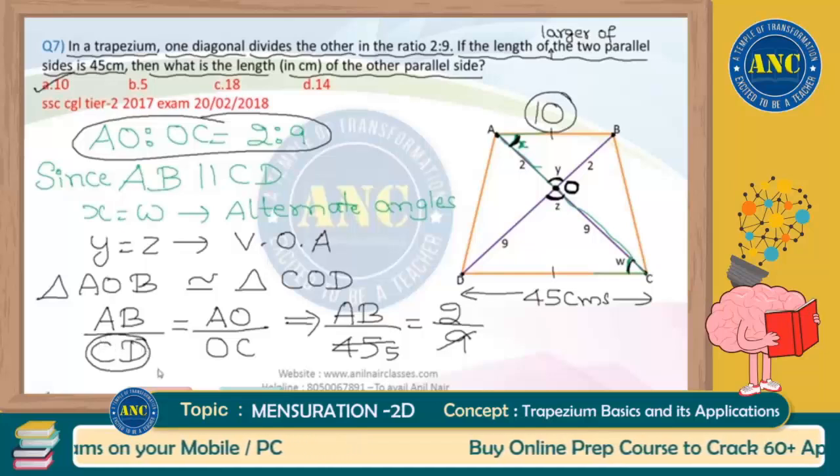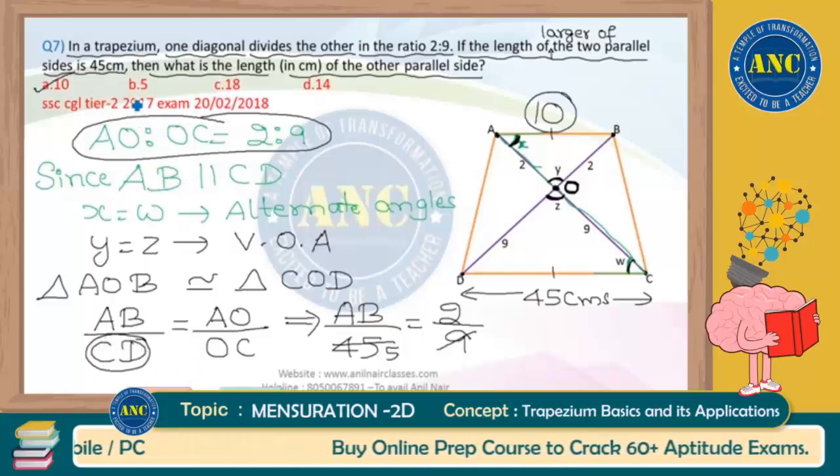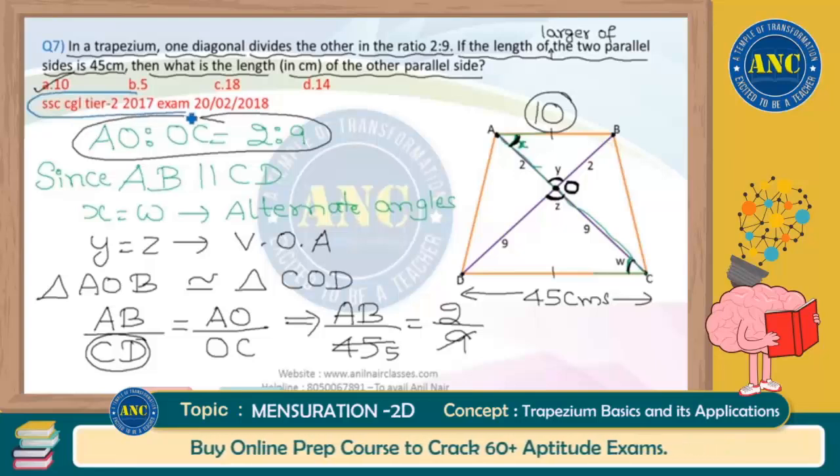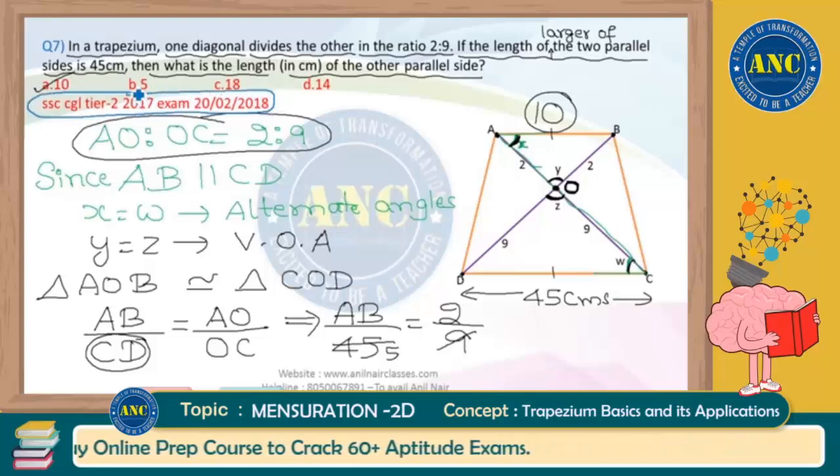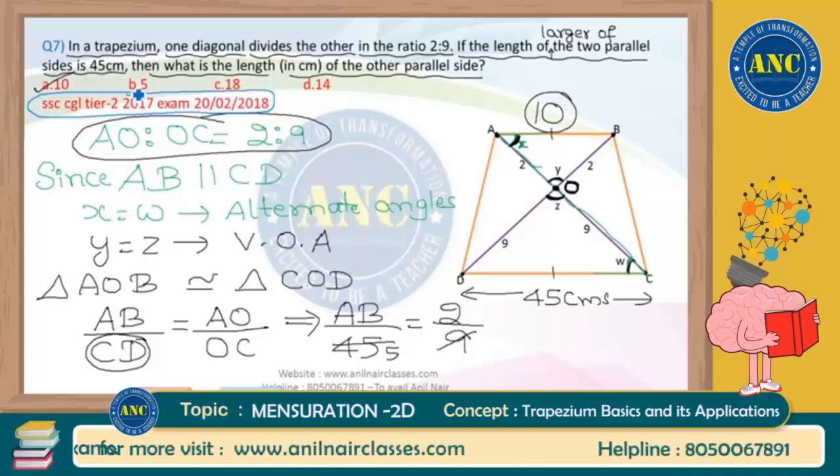Please see this question carefully, sir. It is your original CGL Tier 2 question of 2017, which happened in February 2018. I believe there should be no problem in solving this question for you people.